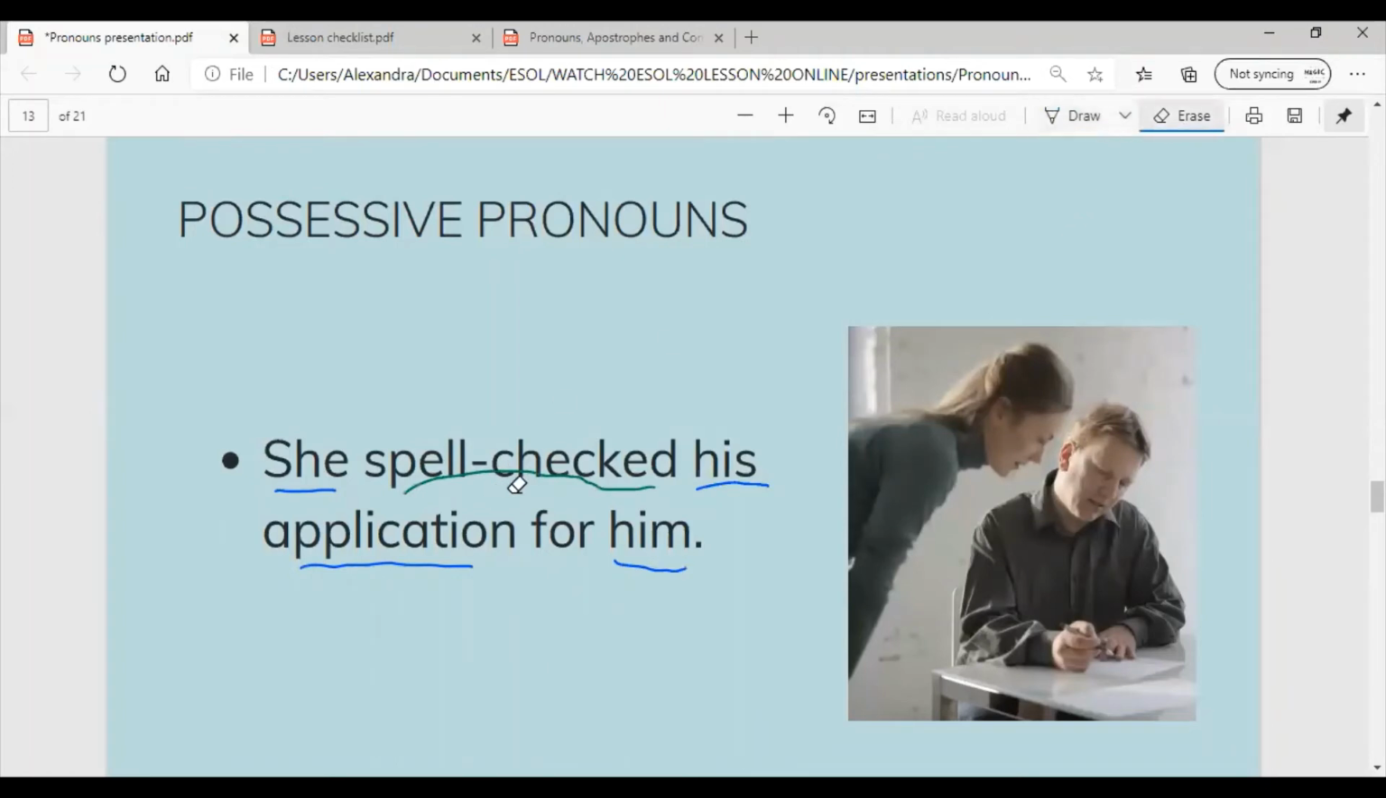Okay, and then our verb would be spell checked. So she is doing the action of spell checking the job application for him, checking it for errors, that would be our verb. And for is a conjunction. So she spell checked his application for him. So our possessive pronoun is his, and our singular pronouns are she and him.